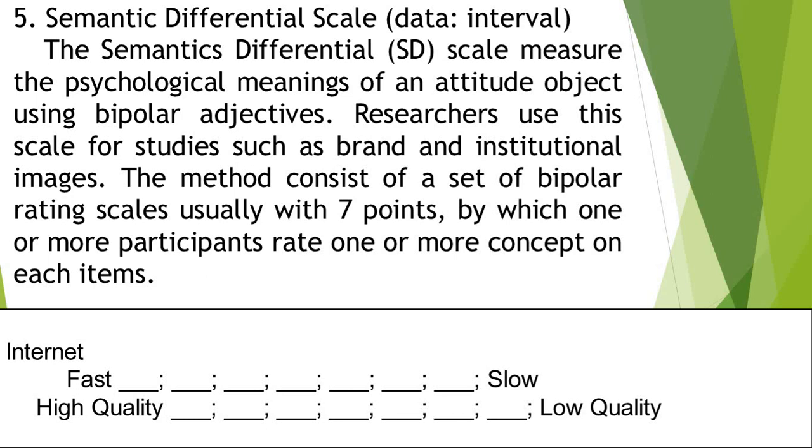Researchers use this scale for studies such as brand and institutional images. The method consists of a set of bipolar rating scales, usually 7-point, by which one or more participants rate one or more concepts on each item. For example, the internet, fast or slow. Either you will check the center for neutral, or high quality or low quality. So that is the semantic differential scale, or the interval, which has the origin.